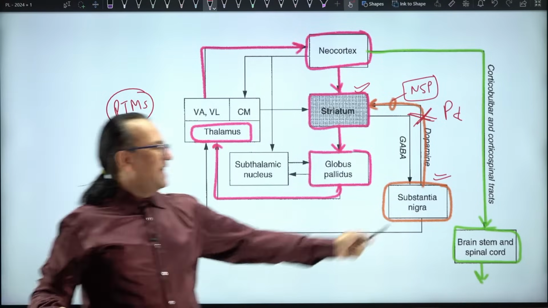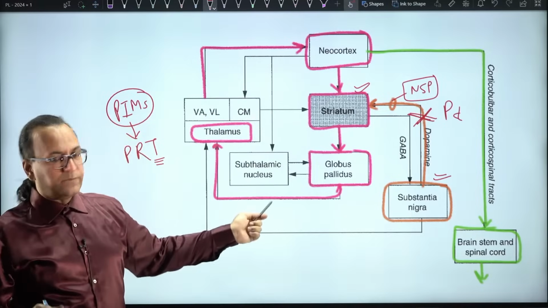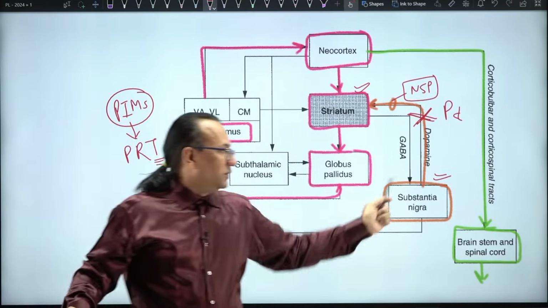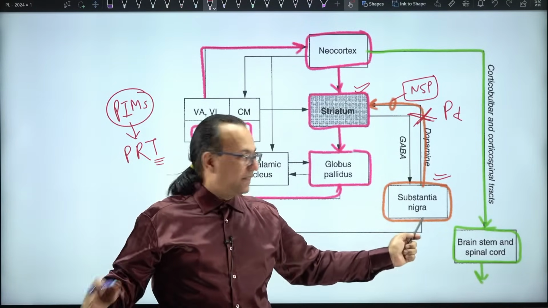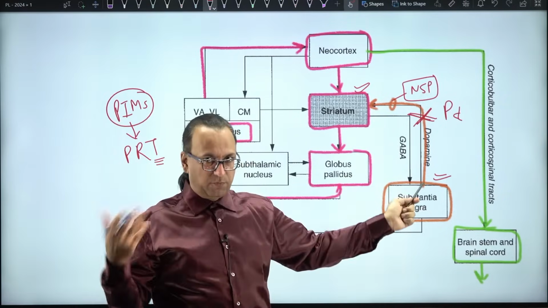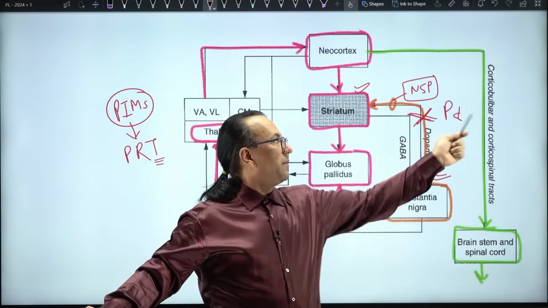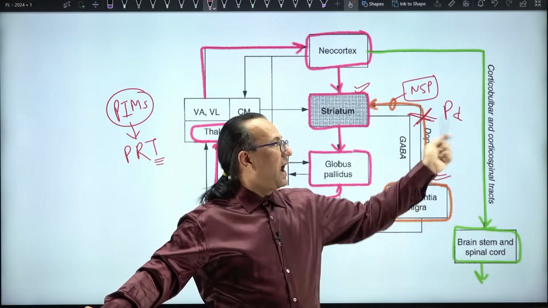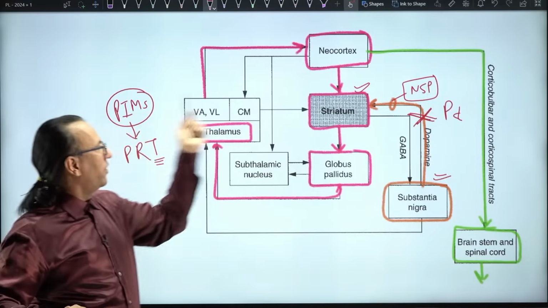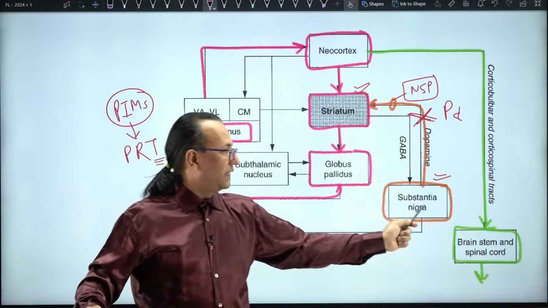So, as such, substantia nigra is not coming in this pathway, but it has influence. Substantia nigra will make dopamine, and that dopamine affects the striatum. If somehow you have less dopamine, this nigrostriatal pathway is compromised. Deficiency of dopamine results in Parkinson's disease, and there will be some purposeless involuntary movements like pill rolling tremor. So, that is the role of the substantia nigra.